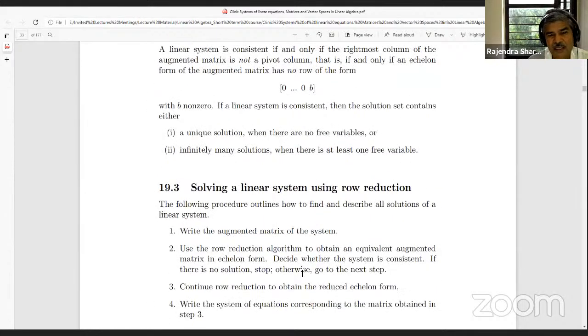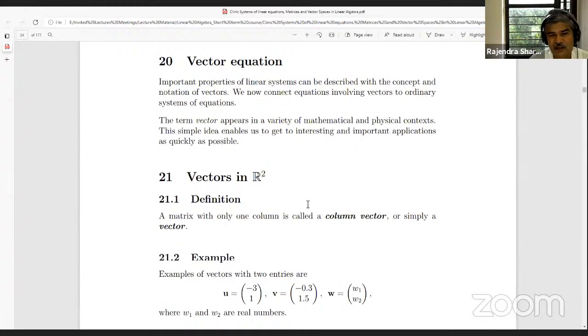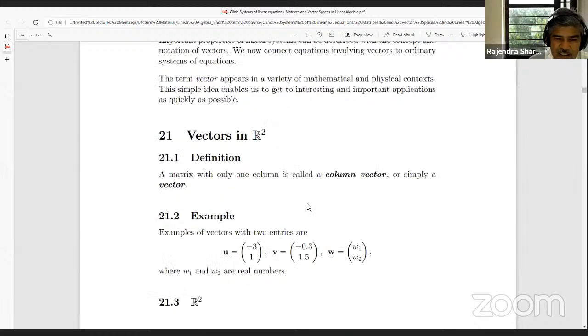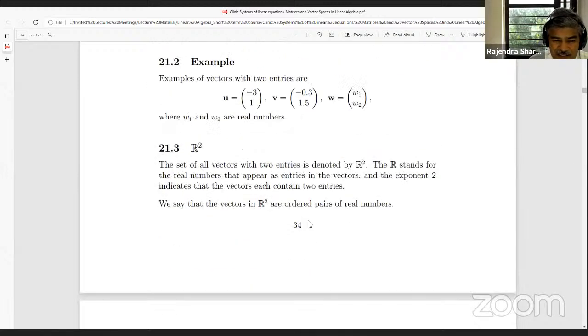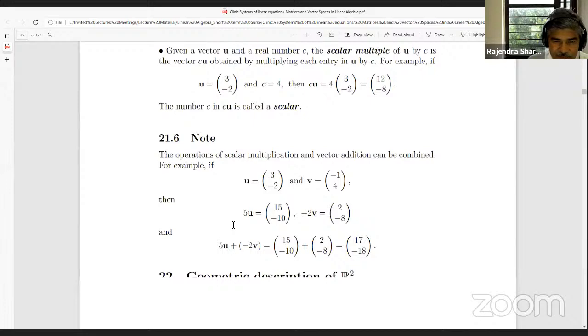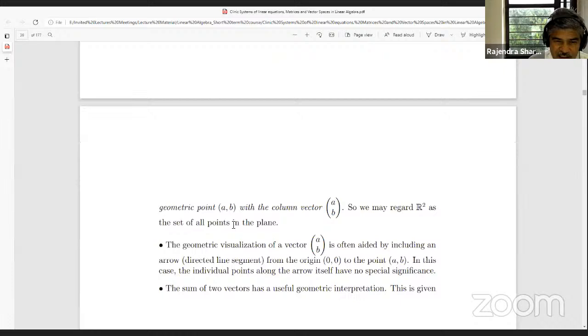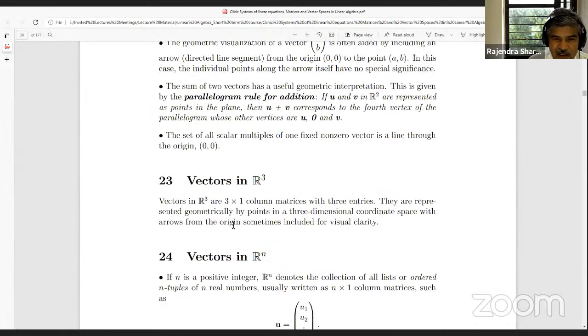And you can solve the system of linear equations using row reduction. And of course, there is another way also that uses vectors. And since we had only talked about 2 unknowns or 2 variables, this can be done by writing column vectors, and the equations can be rewritten in this form. So here, this is the geometric description of vectors in R2 and likewise in R3.